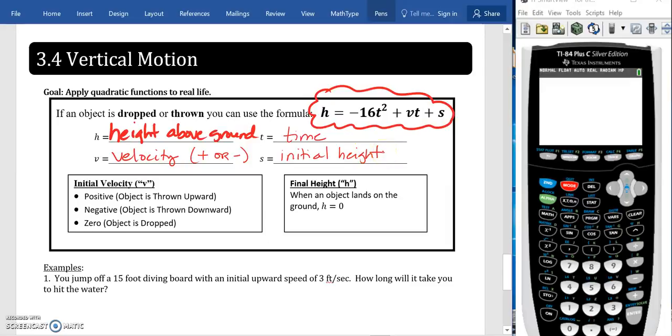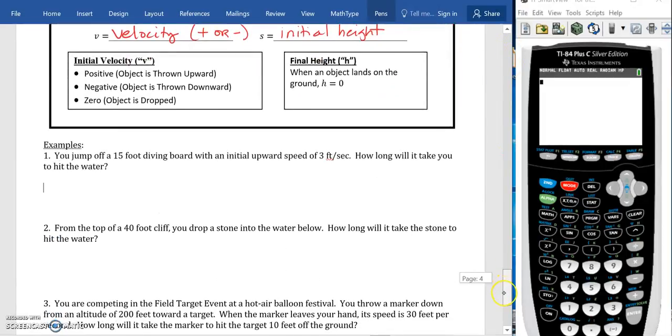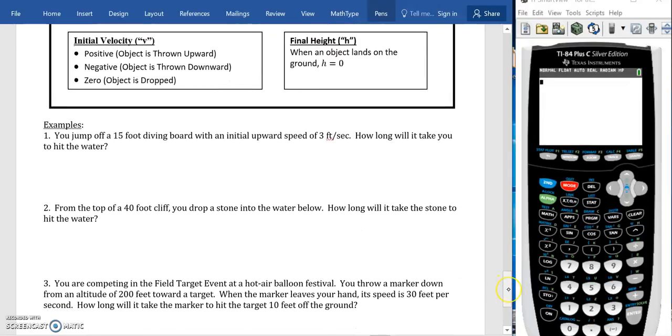So what we're going to do is some problems using this model up here. You're also going to want your calculator out because we're going to be solving these using a calculator. So here we go. Our first problem says we jump off a 15-foot diving board with an initial upward velocity of 3 feet per second. How long will it take us to hit the water?